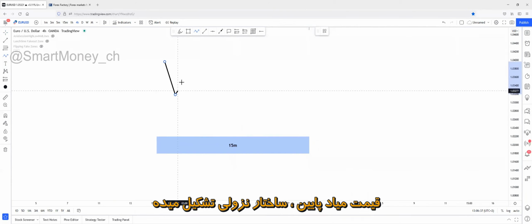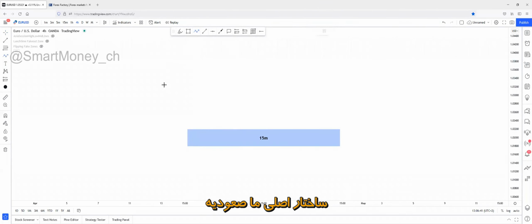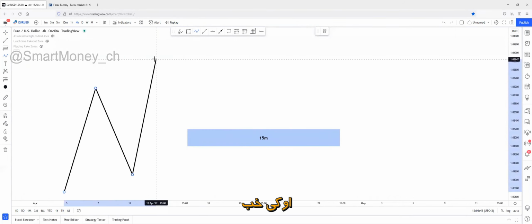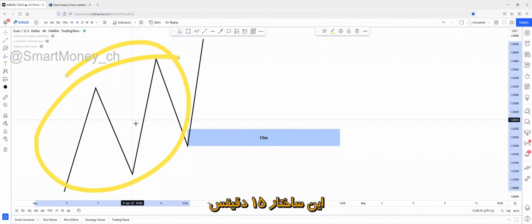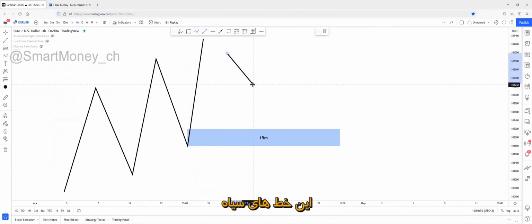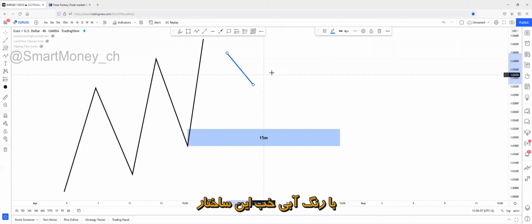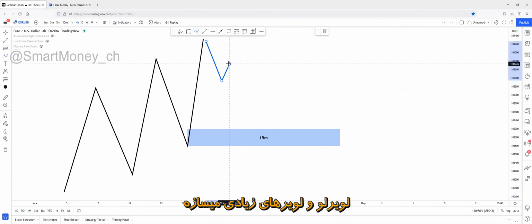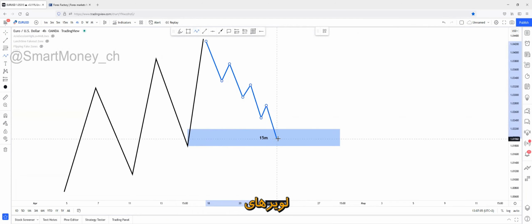Price is coming down, creating a bearish structure, and let's say our main structure is bullish, creating a series of higher highs and higher lows. This is the 15-minute structure, these black lines. And I will draw the 1-minute structure now with, for example, blue lines. So this is the 1-minute structure. Price is coming down, creating a series of lower lows and lower highs.